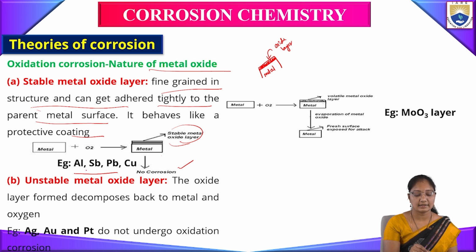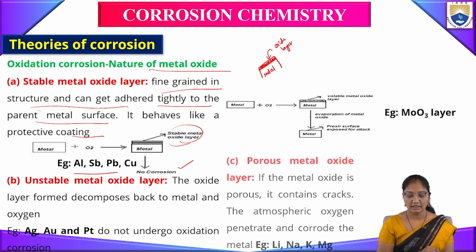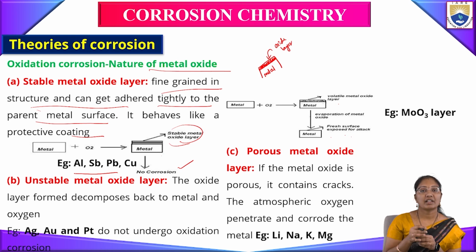So these are the metals which react with the oxygen and result in the formation of stable metal oxide layers. The next is metal plus oxygen giving a volatile, unstable metal oxide layer. Then evaporation of this metal oxide causes a fresh surface to be exposed for attack. Means when it reacts with the oxygen, the layer formed is unstable, means volatile, which evaporates at some temperature or after a certain period of time. Again, a fresh layer of metal is exposed to the oxidation reaction.